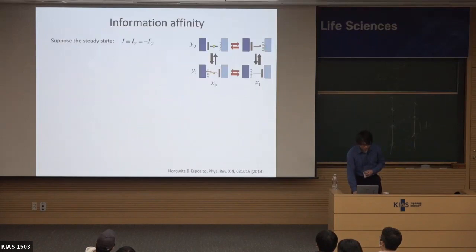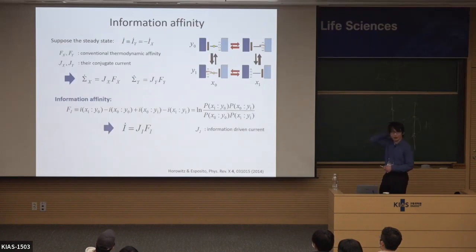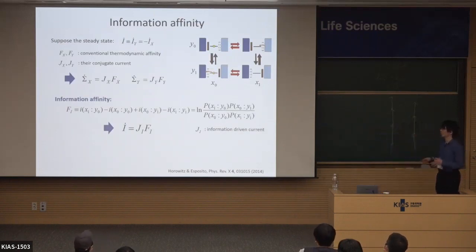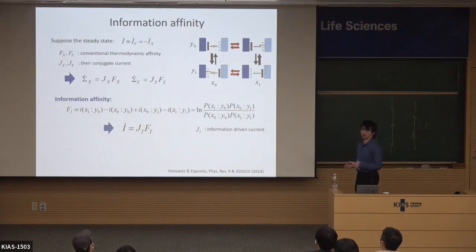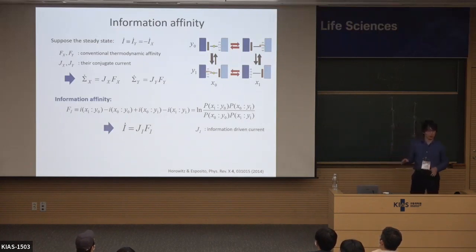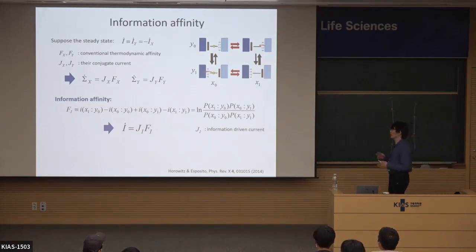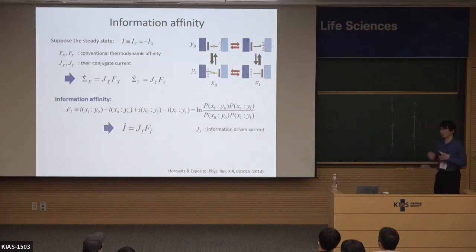Now we can push forward this picture by analogy with conventional irreversible thermodynamics. In the conventional case, we have the concept called thermodynamic affinity, for example, the difference of temperature or difference of chemical potential. And there is also the conjugate flow, like the heat flow or particle flow. Now we have a Maxwell's demon here. What Maxwell's demon is doing is driving the current purely using information. So it's natural to introduce the concept that Jordan Horowitz and Esposito named the information affinity. That is a kind of information version of temperature gradient or chemical potential gradient.